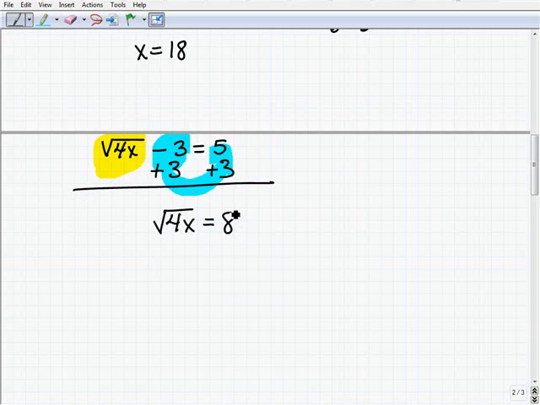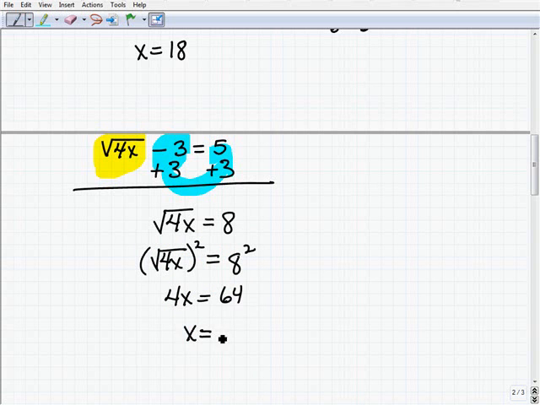At this point, this problem is set up just like the previous one, so you should be able to go ahead and solve this. I'm going to square both sides now. I'm left with 4x equals 64. Now I'm going to divide 64 by 4. And that's 16, so x equals 16.